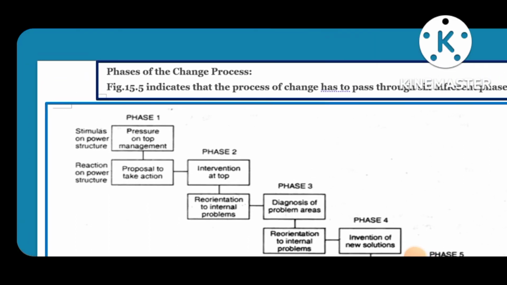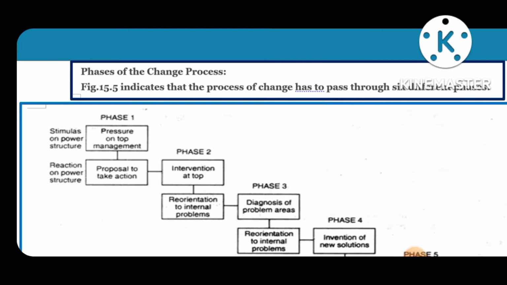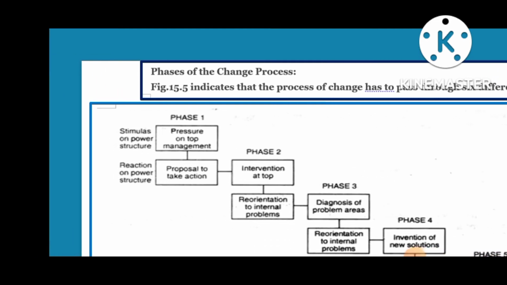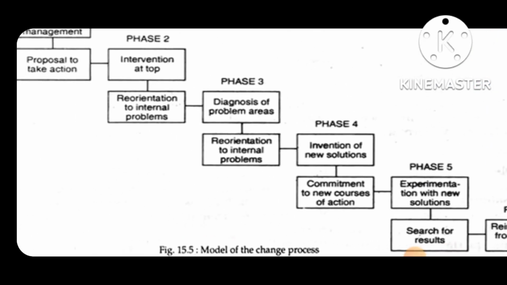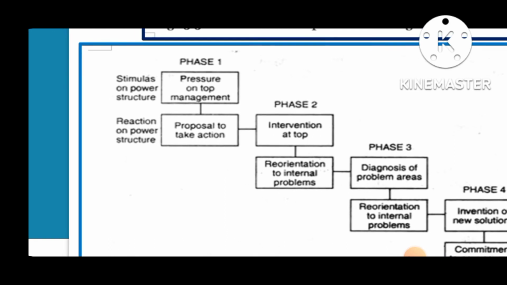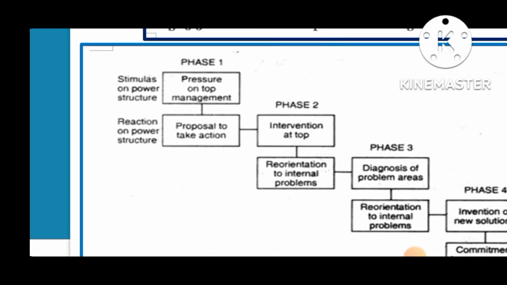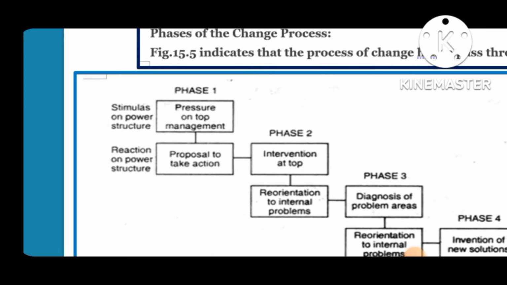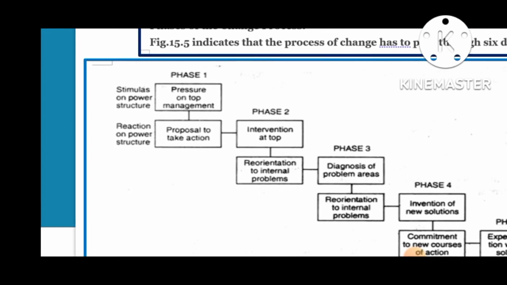Also, I have here Table 15.5, which indicates the process of change has to pass through 6 different phases. So, it's not just 3 phases, it should be 6. We have here phase 1 up to phase 6. This is the model of the change process. The boxes at the top represent the stimulus on the power structure, and the boxes at the bottom represent the reaction on the power structure. We have here pressure on top management. So what will be our action or reaction on the power structure? We have a proposal to take action.